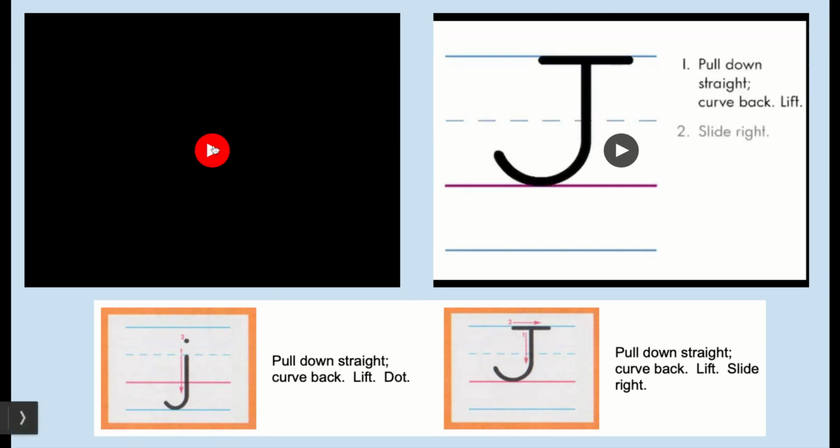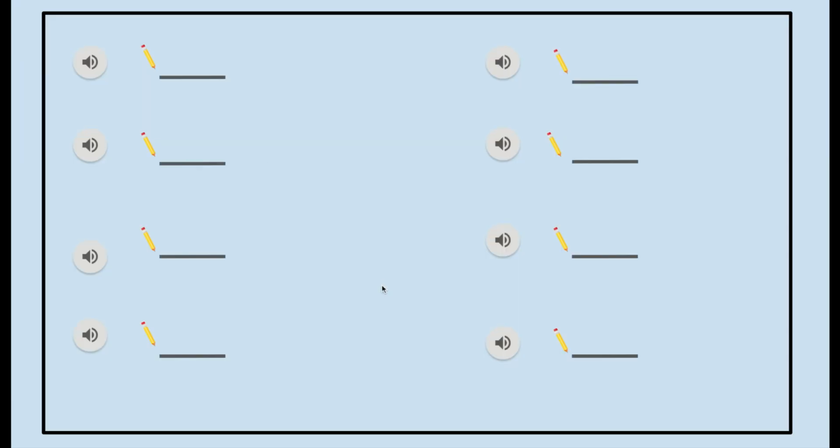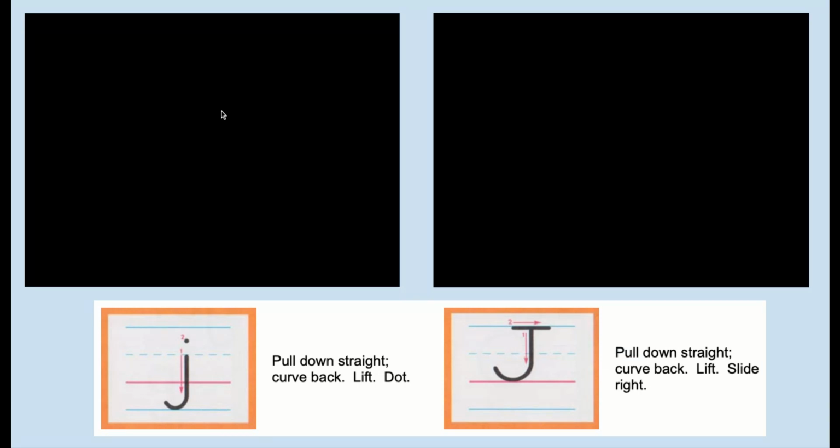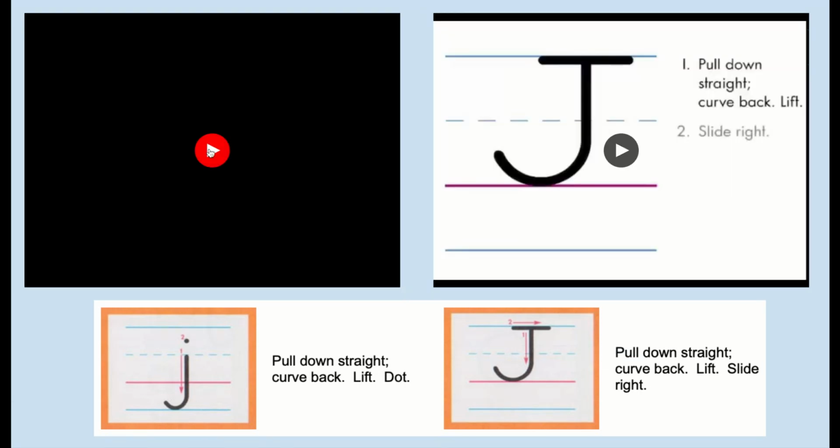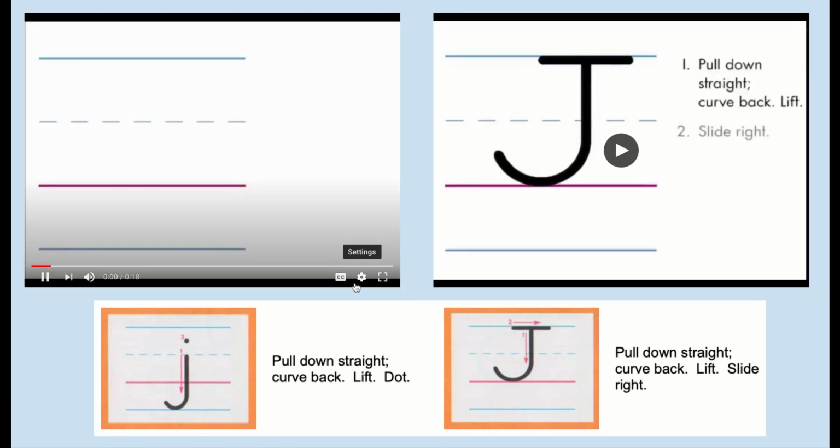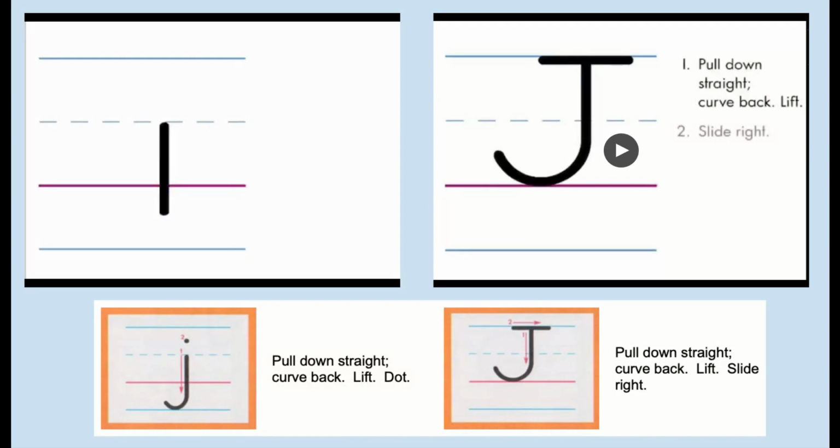All right, pick up your pencil and let's practice forming a lowercase j along with the video. Lowercase j. 1. Pull down straight. Curve back. Lift. 2. Dot. Lowercase j.